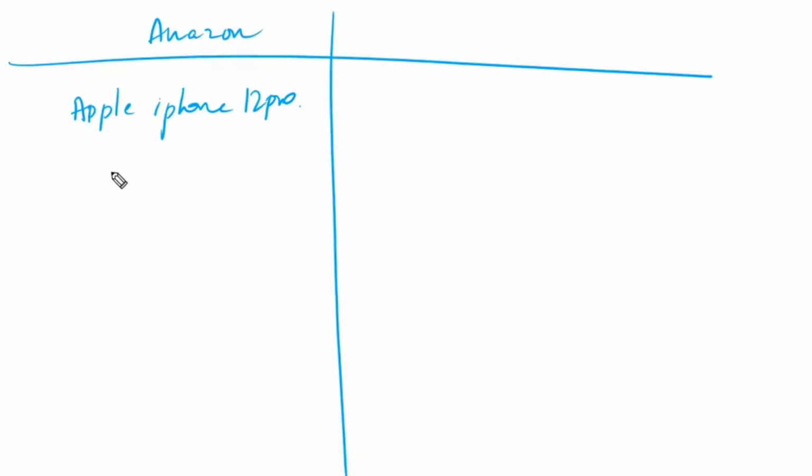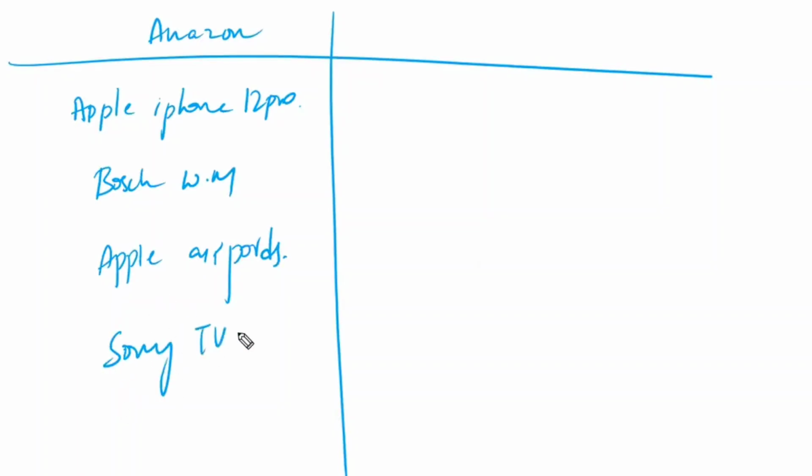Second, I have purchased a Bosch washing machine. Next, I have purchased Apple AirPods. Next, I have purchased some kind of Sony TV. Assume, this is an example only, I have not actually purchased any of them. Pure example only. Okay, these are the things I have purchased.